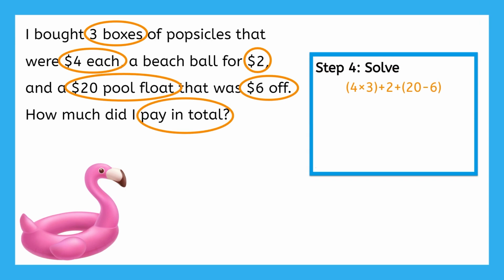Lastly, step 4. Solve using the order of operations. There are 2 groupings here. 4 times 3 equals 12, and 20 minus 6 equals 14. 12 plus 2 equals 14, and 14 plus 14 equals 28. So I spent a total of $28. Don't forget to include the units.